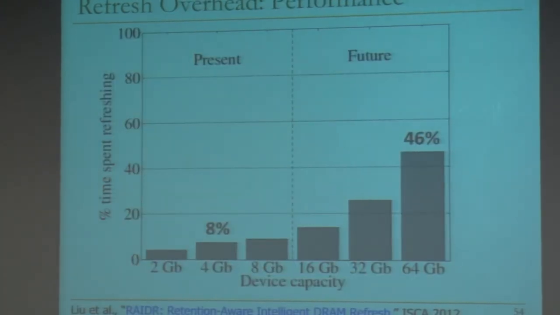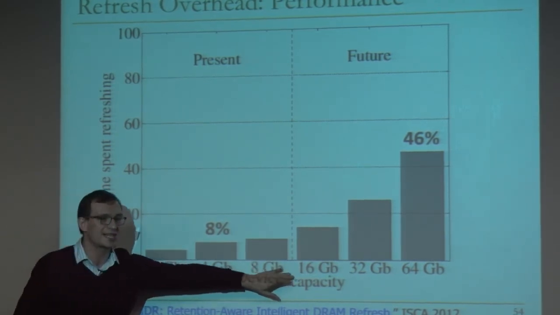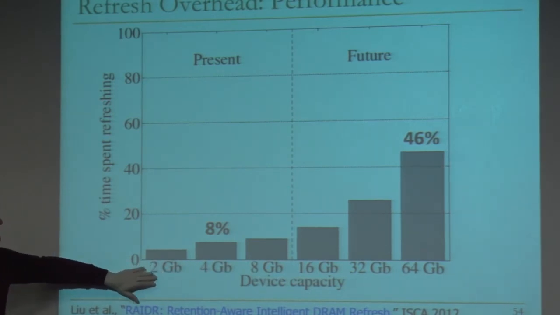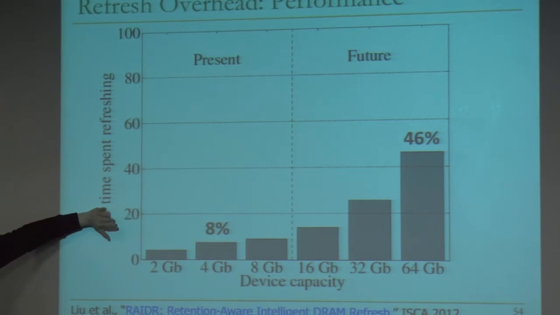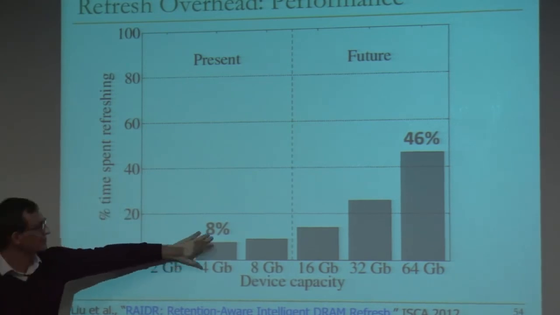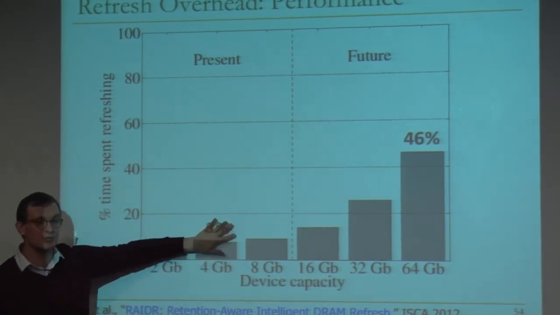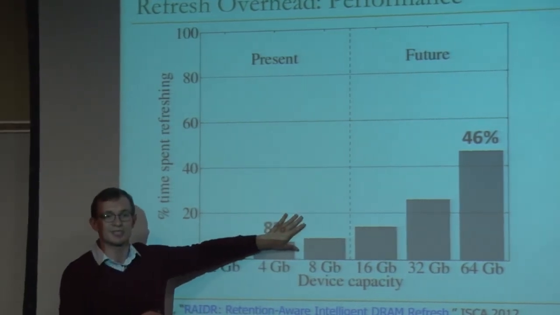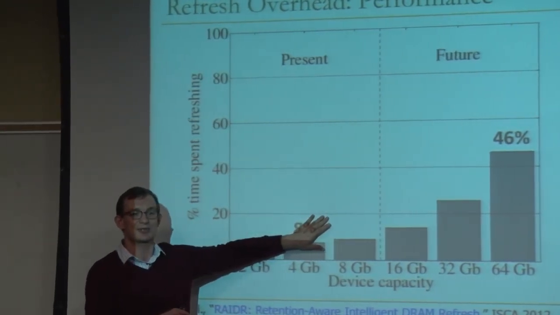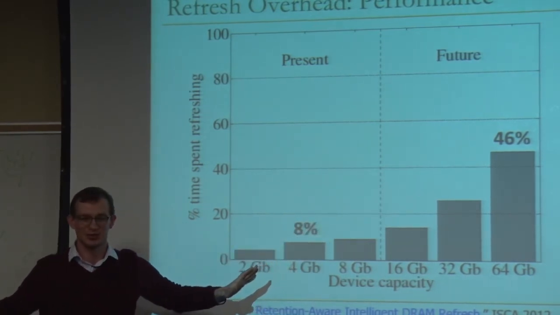So this is one graph that shows the overhead of refresh on performance. This is device capacity on the x-axis. How big is your DRAM chip? And this is the percentage of time the device is unavailable because it needs to do refresh. Today, with a 4 gigabit device, it's about 8%. 8% of the time, the device is unavailable. This doesn't tell anything about performance. If you're not accessing that device those 8% of the time, your performance impact is 0, right?